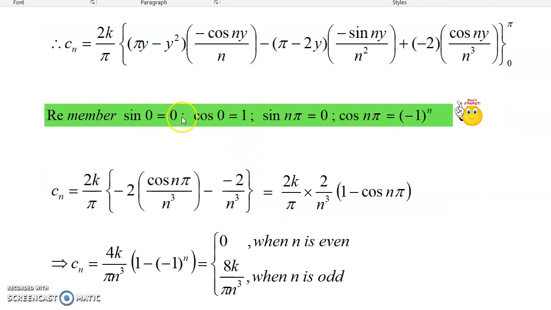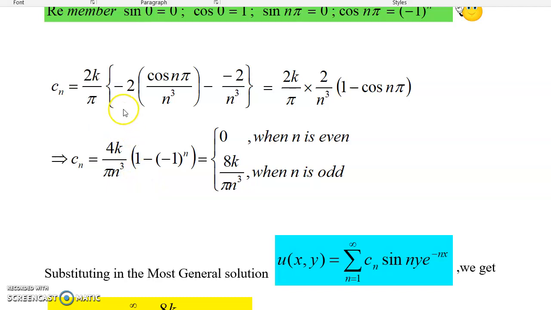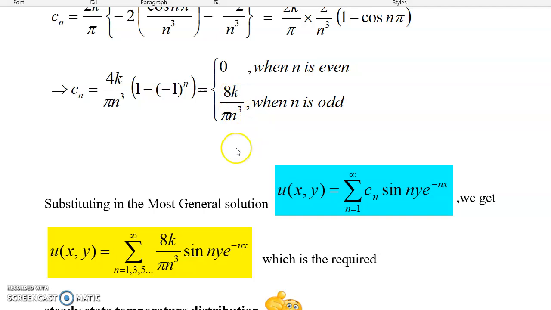So these are the values of cos 0, sin n pi, cos n pi, everything. When you apply the limit, in the place of y when you put pi here, sin n pi becomes 0. So all that. So this is the final answer of Cn when you substitute. So 1 minus cos n pi you will have. So substitute 1 minus 1 per n, which becomes 0 for all even integers n. And when n is odd, this is the answer of Cn.